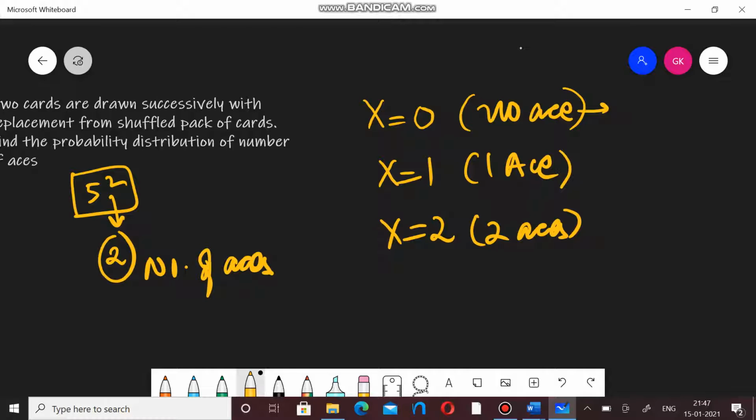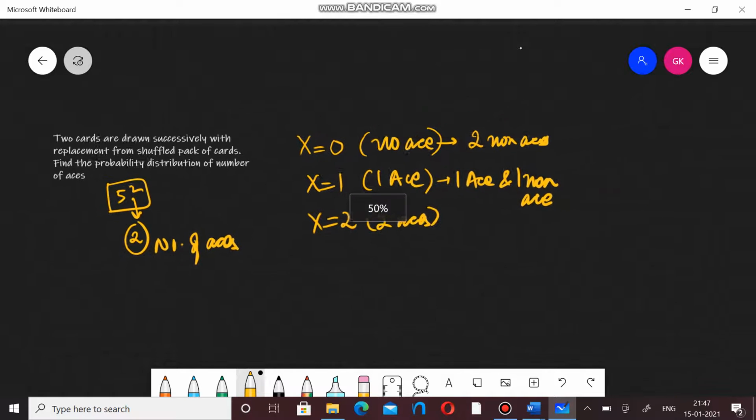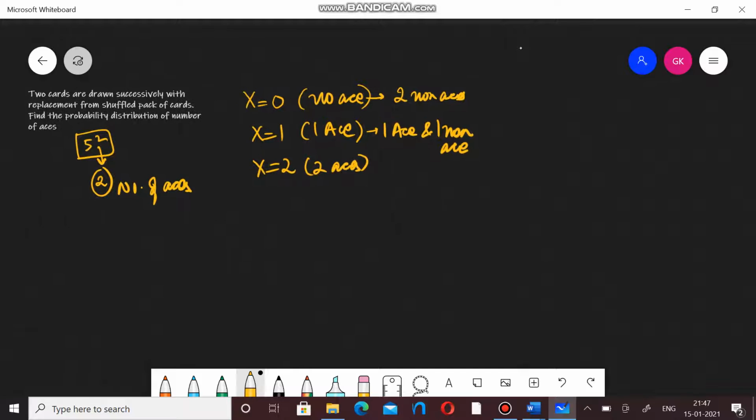no ace means it should be two non-aces. One ace means one ace and one non-ace. And two aces. So directly you can find out two aces. So you have assigned a number to the outcome. And when you find out the probability for this, now what will be the probability when x is equal to 0? X is a random variable. You have assigned a number to the outcome. The outcome was aces. So x over here is a random variable, and you're finding out the corresponding probability.